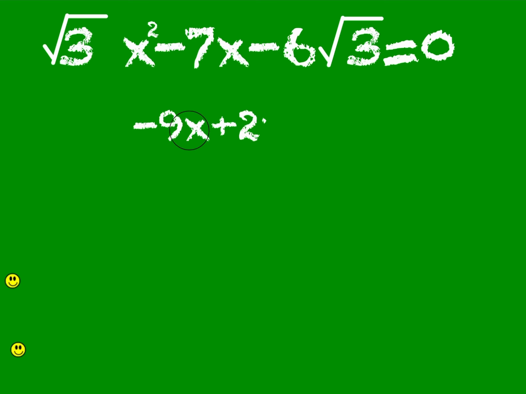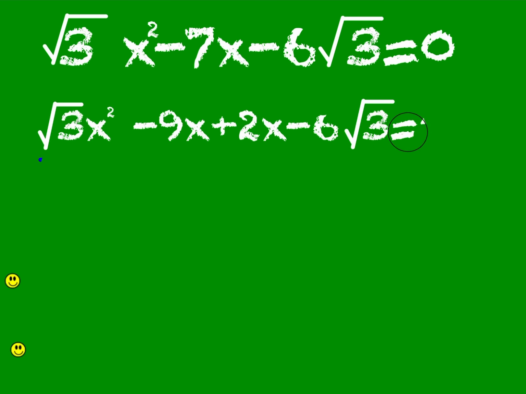Then, I can split the x term because I need to have a middle term. It is ready. I need to write down our equation one more time. I can bring the other part of the equation, then 6 times square root 3. So from here, I need to separate these four terms 2 by 2: first two terms and last two terms. How can I factorize the first two terms and the last two terms?